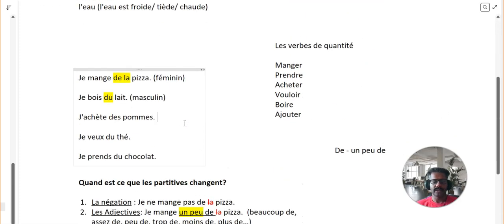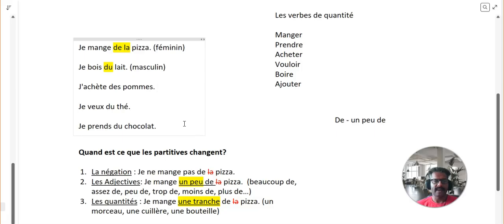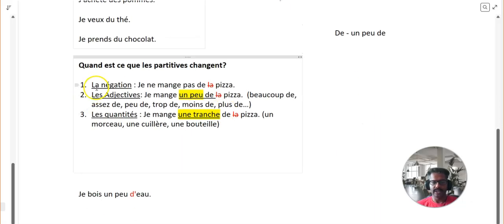Now, the next question is, when do the partitives change? We have three circumstances when the partitives change. First one is negation. When we have negation, we change the partitives. Normally I would have written je mange de la pizza, but since it's a negation, I'm going to omit la when writing a negative sentence. So I'll omit the article in the partitive. Je ne mange pas de pizza.